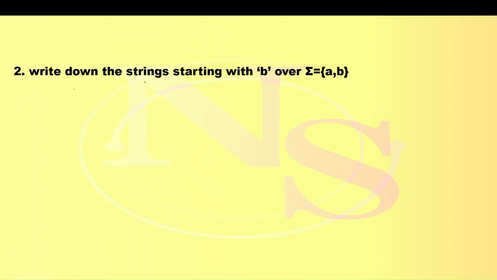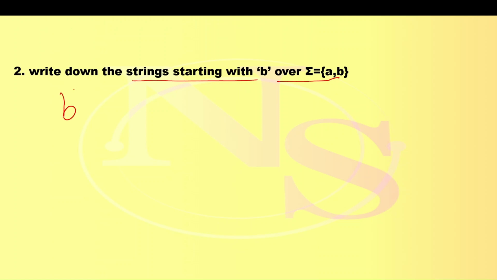Write down strings starting with B over sigma {A, B}. As usual, identify the condition. All the strings should start with B. Then write down the minimum length string. In this case, what is the minimum length string satisfying the condition of starting with B? It will be B itself.